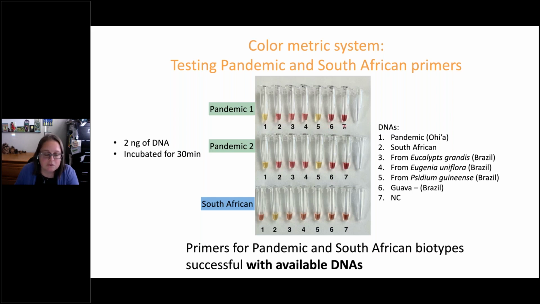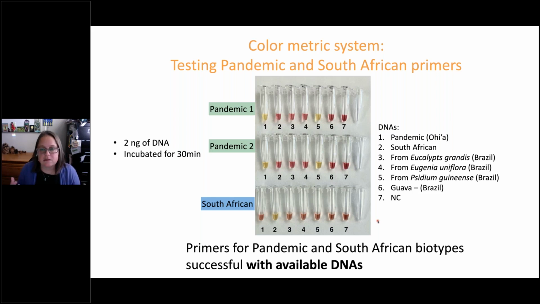And of course the negative control, which is really important to include. So when we added 2 nanograms of DNA and incubated this assay for 30 minutes, we were able to show that the pandemic biotype did amplify the pandemic DNA, but then it also ended up amplifying DNA from Brazilian guava. And then when we looked at the South African assay, we do see that it amplifies the South African DNA, but it doesn't amplify anything else. So it did look like we do have successful pandemic and South African assays that we've developed.